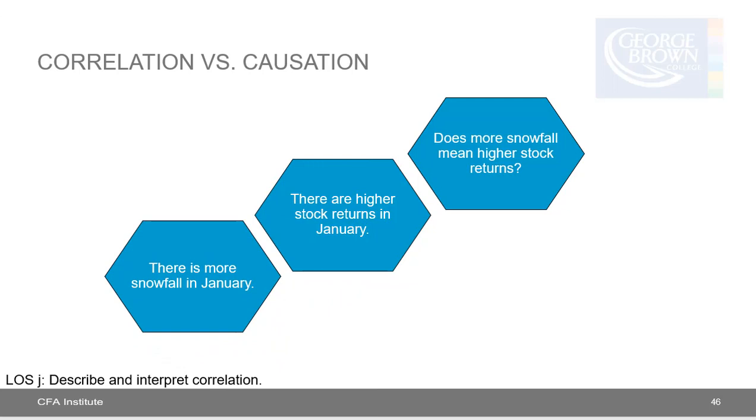So this slide is looking at correlation versus causation, and it's important to realize that correlation does not imply causation. So for example, you may notice that historically in the United States, stock market returns and snowfall are both higher in January, and from that you may assume a correlation. But there's no causal relationship between them. Snowfall does not cause an increase in stock market returns, and an increase in stock market returns does not cause snowfall. So that would be a spurious comparison.